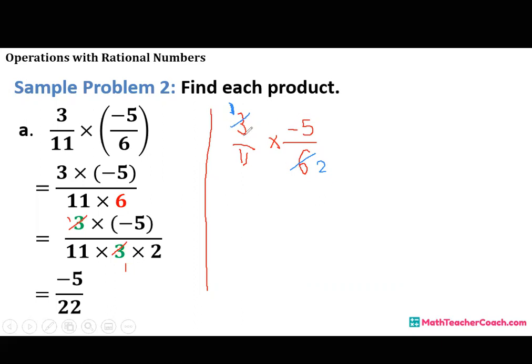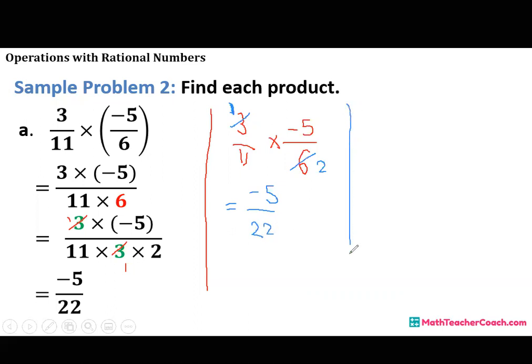I can't find any number in the numerator that I could simplify with the denominator, there is no common factor. Then we will multiply the numerators together. 1 times negative 5 will be negative 5, and then 11 times 2 will be equal 22. So this is the second method.